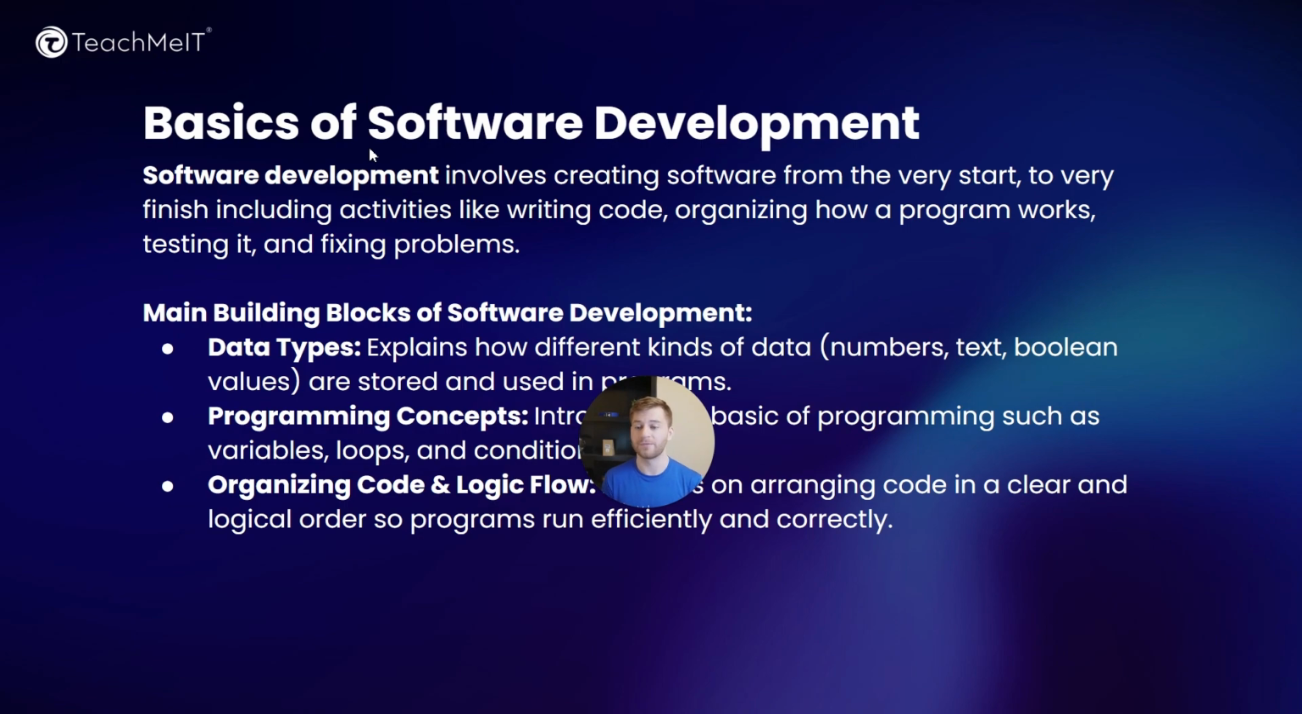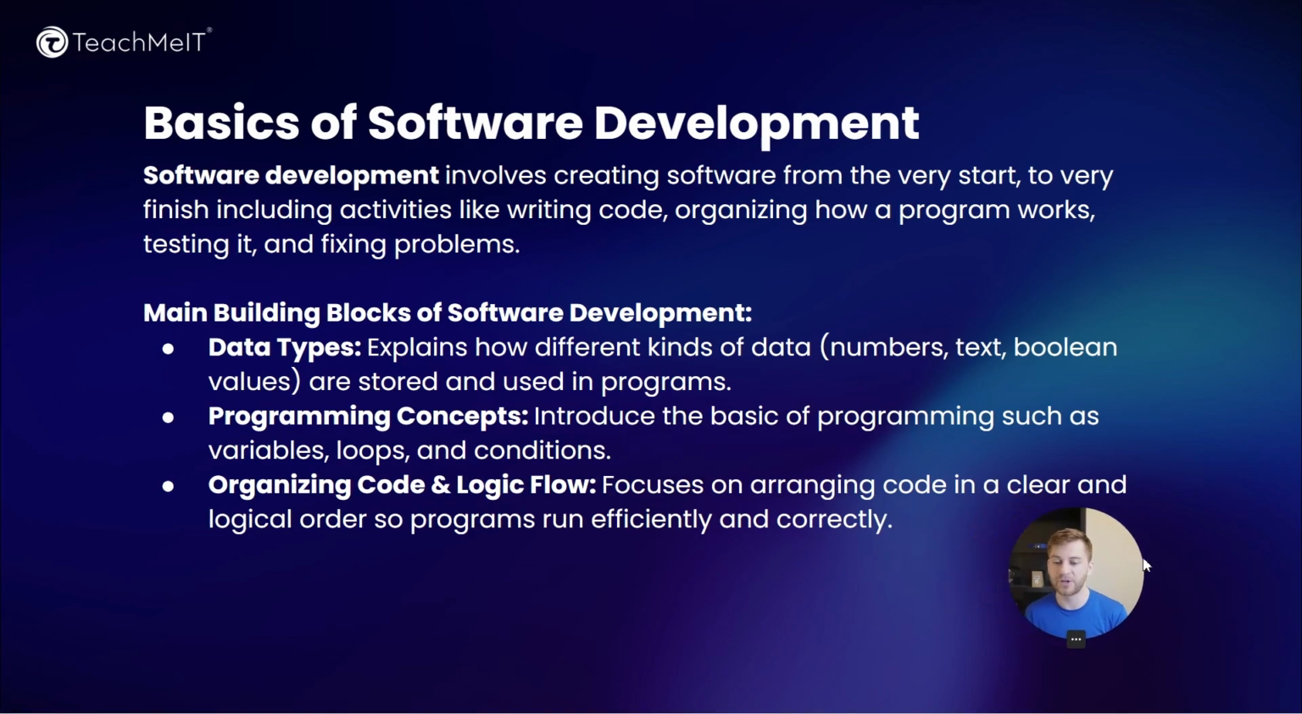So software development involves, again, creating software from the very start to the very finish. It includes activities along the way, like writing code, organizing how a program works, testing code, and fixing problems, and patching things and updating things as they come up, and also interaction with our users, our customers, or our employees who are going to be using the code. One of the main things that people neglect when they're actually writing software or writing code is who is going to be using it. The practice of software development also includes having users help us understand their needs and us ensuring that we're meeting those needs.